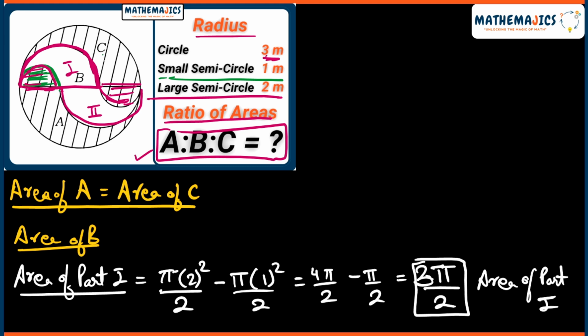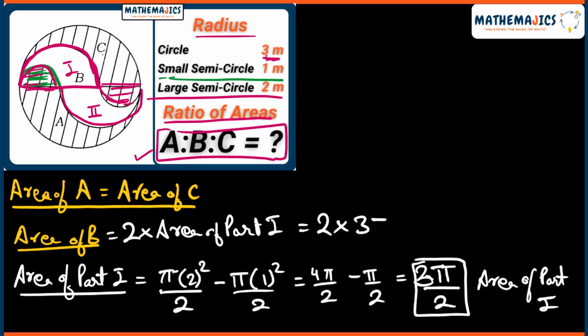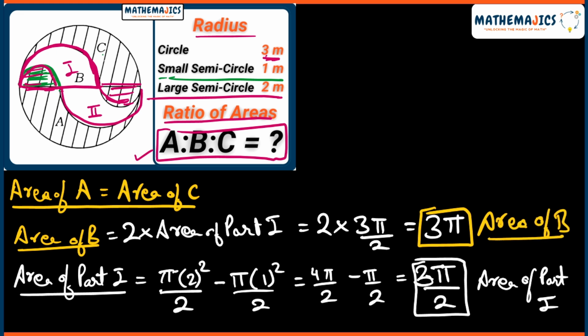Okay. Now, how we can find the area of B? We can double the area of part 1, because part 1 and part 2 are exactly same. Combination of part 1 and part 2 gives us area of B. So double of area of part 1 will give us 2 times 3 pi by 2, which will give us 3 pi. Okay. So what is this 3 pi? This 3 pi is area of B. Correct.